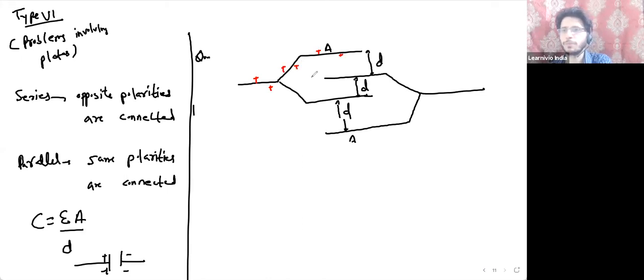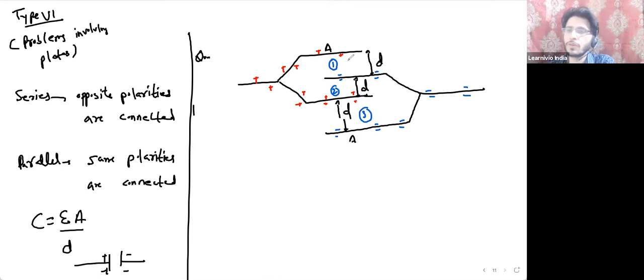If I give this plate positive charge, then this will get positive charge. If I give this plate negative charge, then these two plates are negatively charged. So this is capacitor number 1, this is capacitor number 2, and this is capacitor number 3. So you have 3 capacitors. Now you have to decide whether these 3 capacitors are connected in series or in parallel.